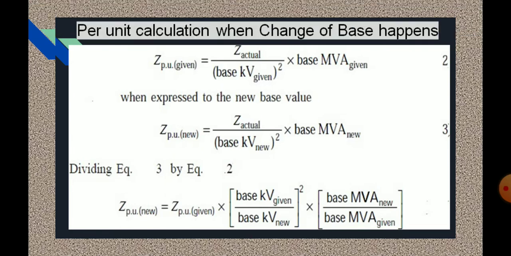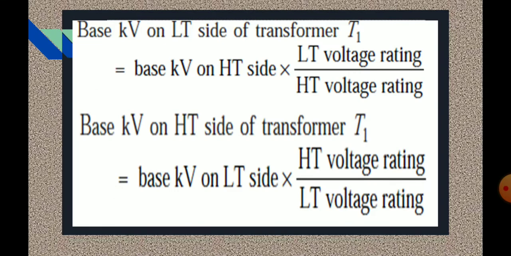The next one. When there is a transformer, we have two sides, low voltage side and high voltage side. Base kilovolt on the low voltage side should be expressed using the formula: base kilovolt on the high transformer side into low transformer voltage rating divided by high transformer voltage rating. Base kilovolt on the high transformer side of transformer T1 is equal to base kilovolt on the low transformer side into high transformer voltage rating divided by low transformer voltage rating.